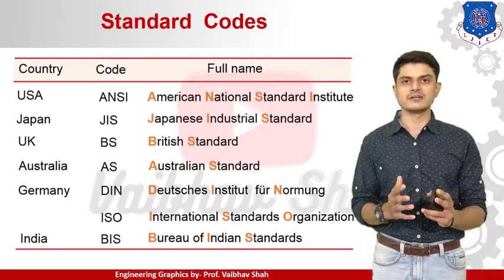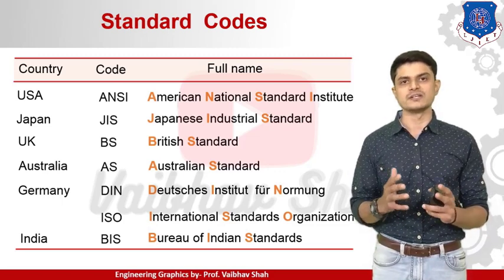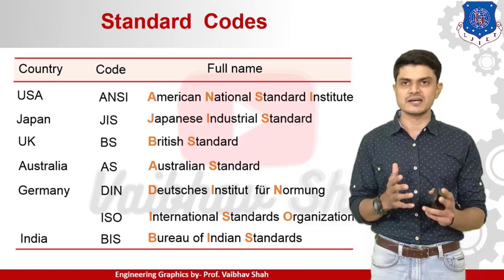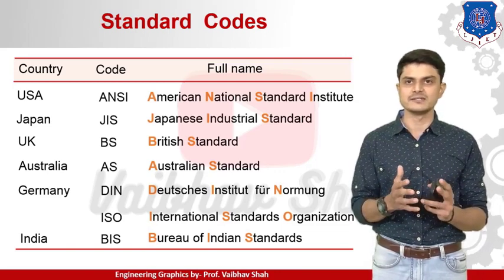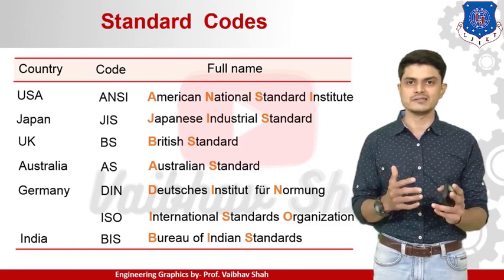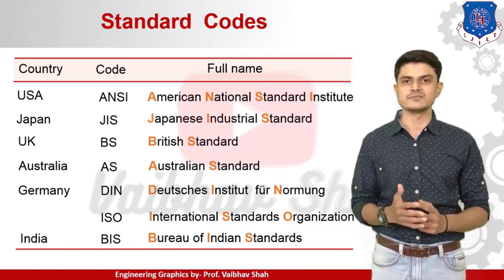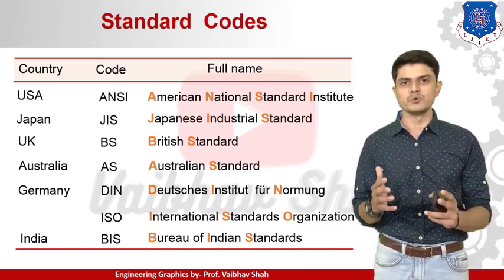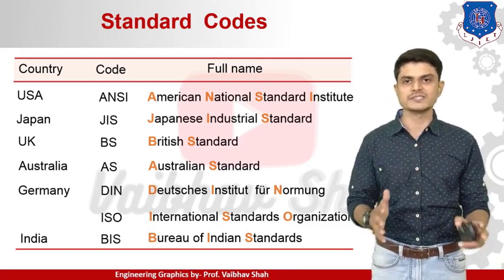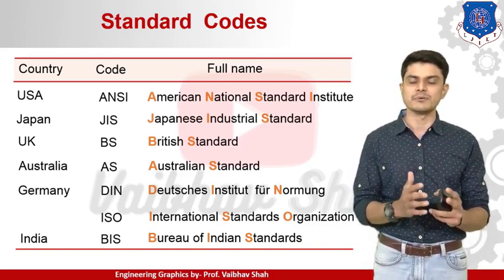Now we'll be using certain drawing standards throughout the drawings. Let us see a few of the standards followed in different countries. In the USA there are ANSI standards, in Japan JIS standards, in the UK BS standards, in Australia AS standards, in Germany DIN standards, and also ISO standards. But we are mainly focused on the Indian standards, known as BIS standards, Bureau of Indian Standards. We'll be following these standards throughout this subject to draw any technical drawing for engineering purposes.